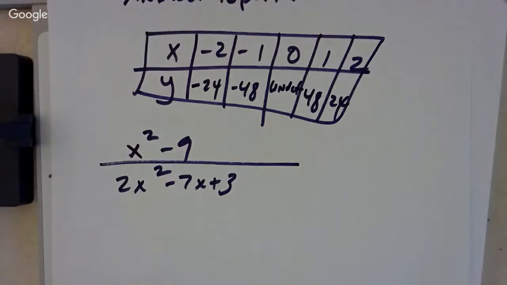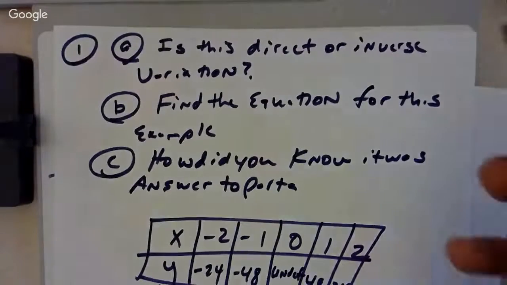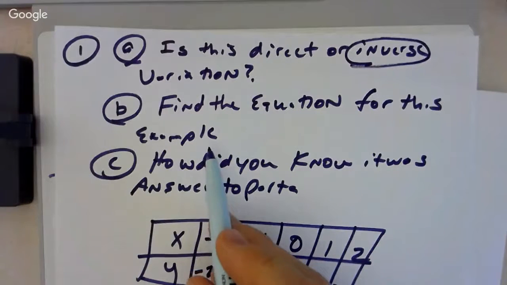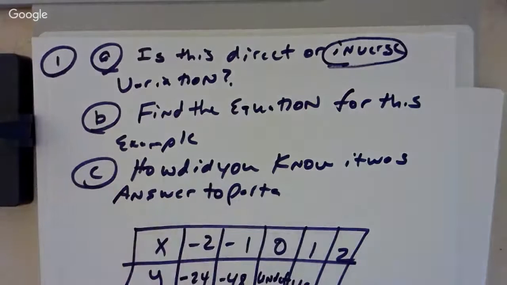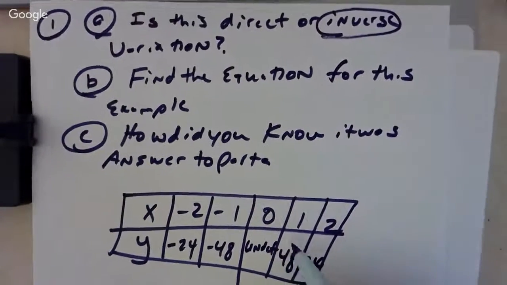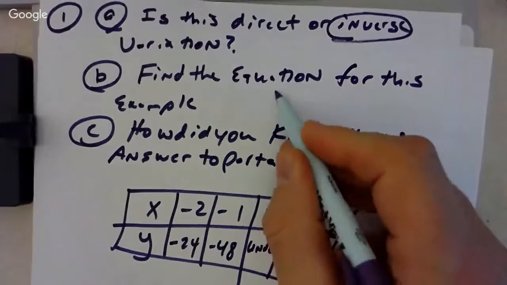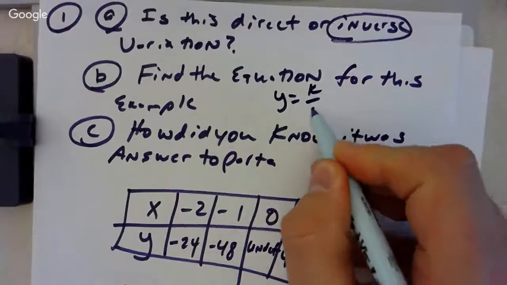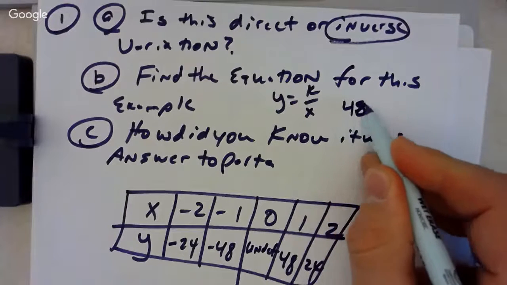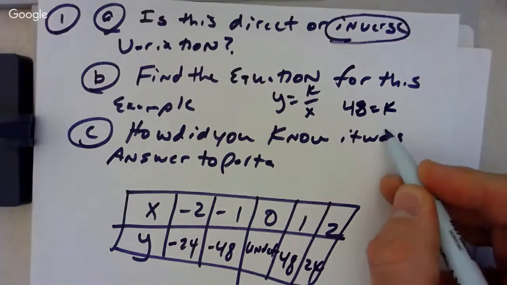All right, let's take a look. Part A, is this direct or indirect, or direct or inverse? Inverse. That's actually okay, guys. You can take indirect too. That's another word for it. So find the equation for this. Well, what's the easiest number to plug in? So y is equal to k over x. Plug in 1, plug in 48. You get 48 is equal to k. Now, that's not your answer. What's your answer?